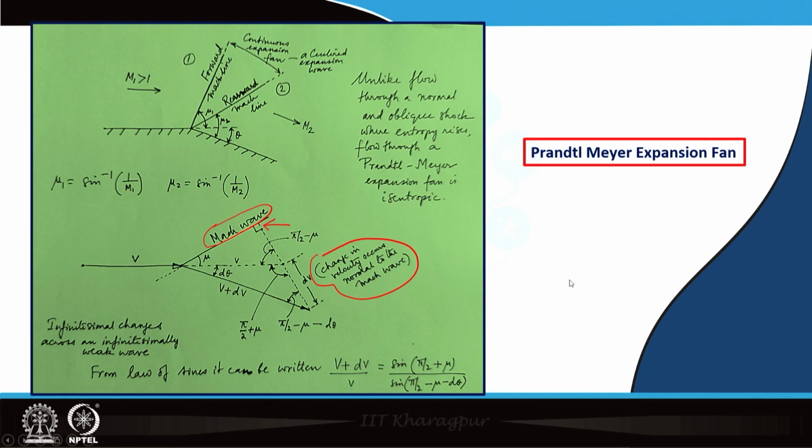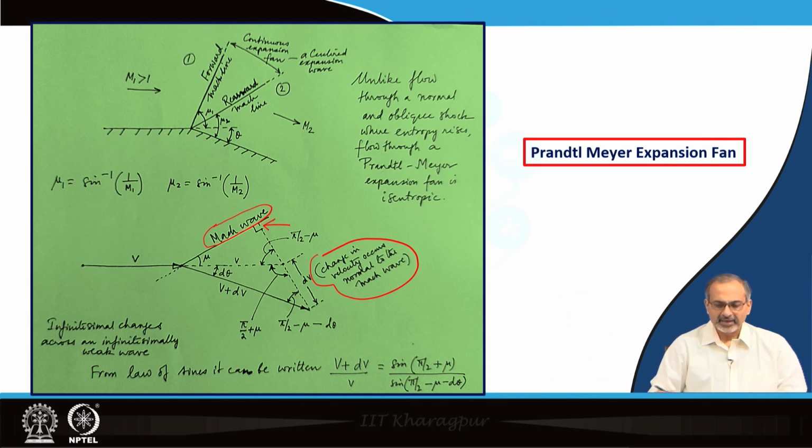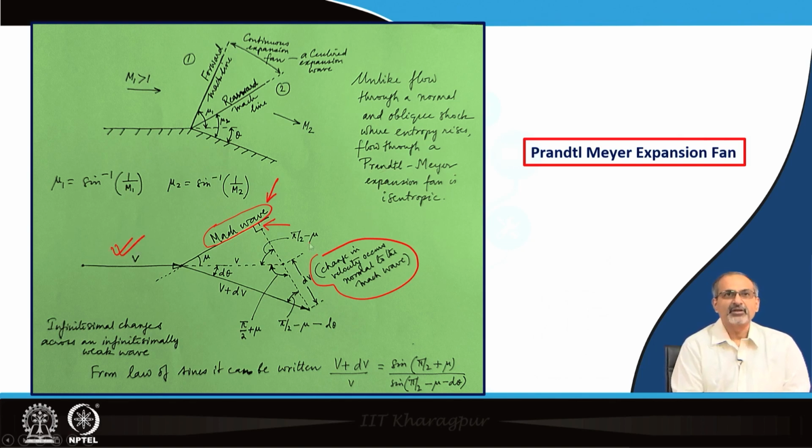You may recall that we wanted to discuss a little bit more about the Prandtl-Meyer expansion fan last time, and in order to revisit that topic, we would once again like to look at this diagram where the approaching supersonic flow was coming at a velocity of v, and after turning through a small angle d theta, there was an expansion of the flow, thereby acceleration of the flow to a higher velocity v plus dv.